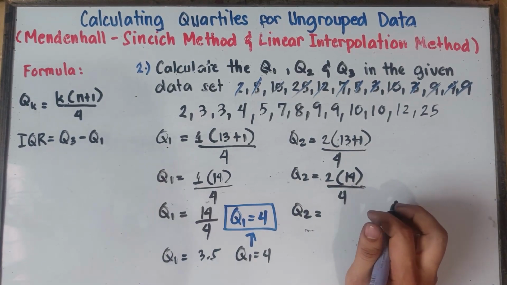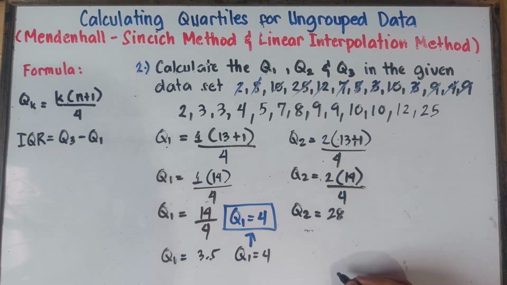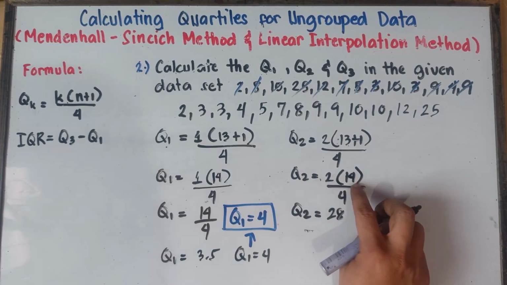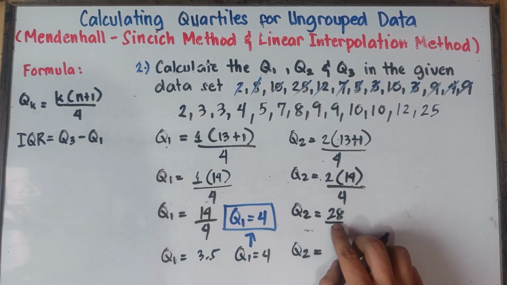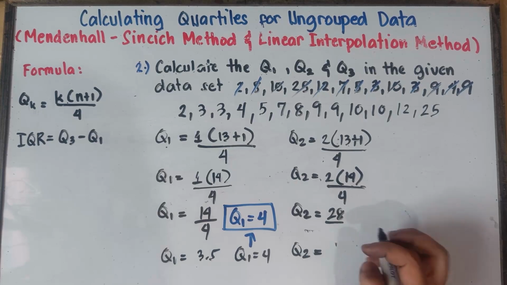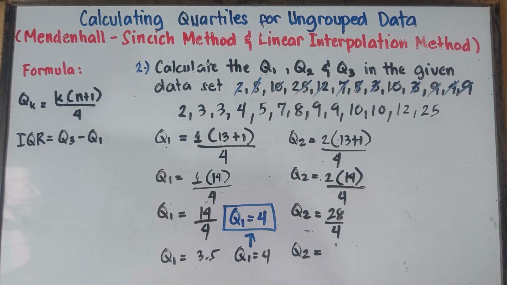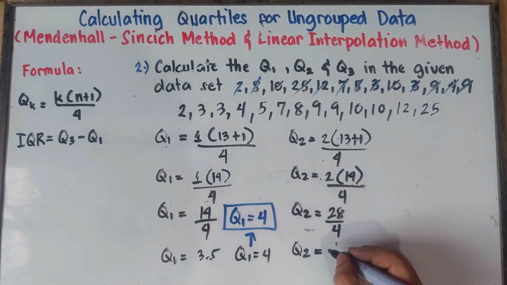What's the answer, class? That's correct. That would be 28. Right? 2 times 14, that would be 28. Divide 4. 28 divided by 4, what's the answer, class? That's correct. That would be 7.